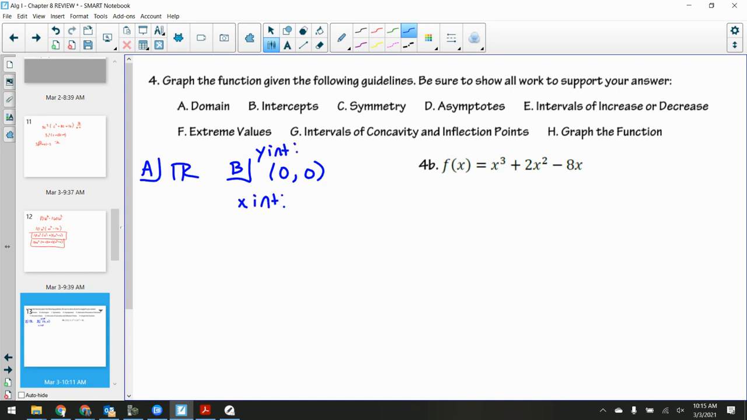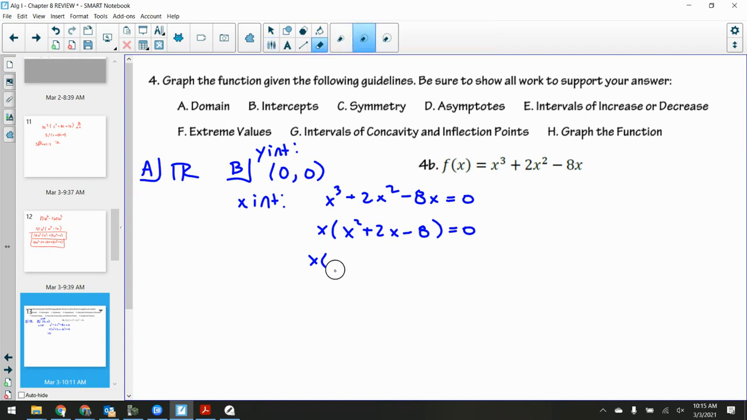Here's the work for the x-intercept. We say x to the third plus 2x squared minus 8x equals 0. And we factor that down. Pull out the x. We get an x squared plus 2x minus 8. We pulled out our GCF. Now it's an easy type. And now we've got an x plus 4, x minus 2.